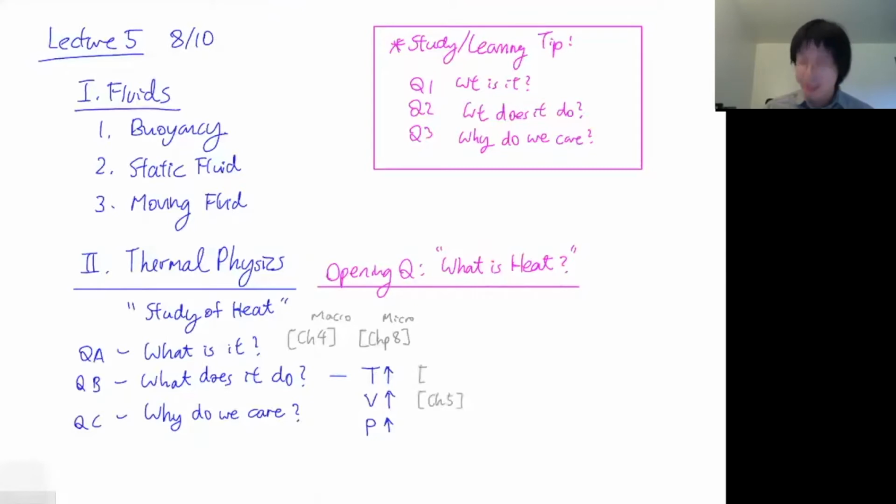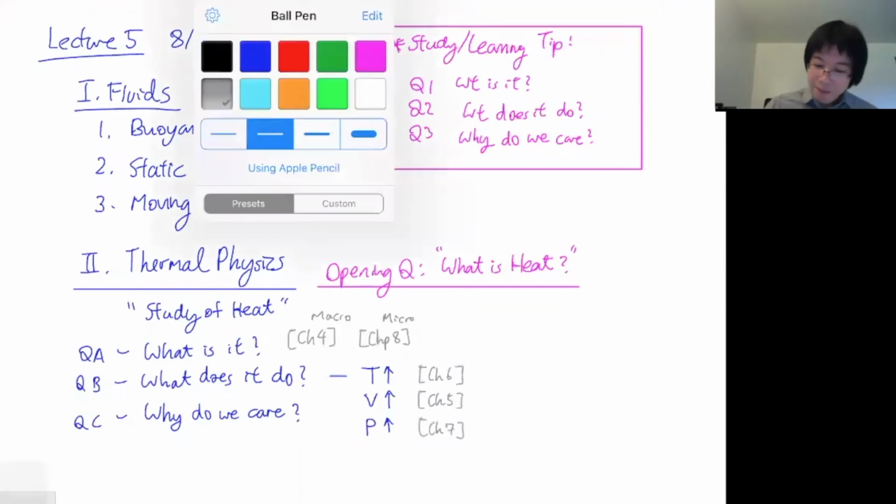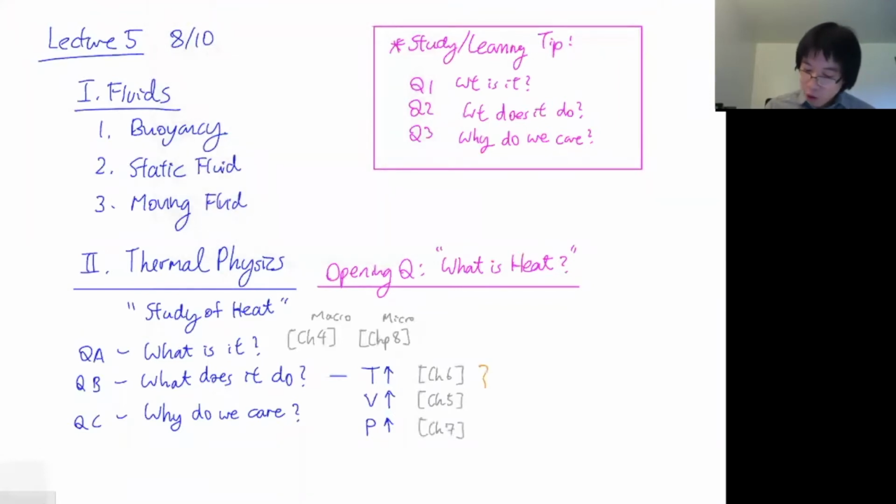Chapter 5 was dedicated to how heat affects volume. Chapter 6 is dedicated to how heat affects temperature. Chapter 7 is dedicated to how heat affects pressure. And I will mention that for all solid, liquid, and gas, heat will affect the temperature and volume. However, pressure is mainly gas, because for solid, the pressure will not change a lot when you heat things up. It will change a little bit.